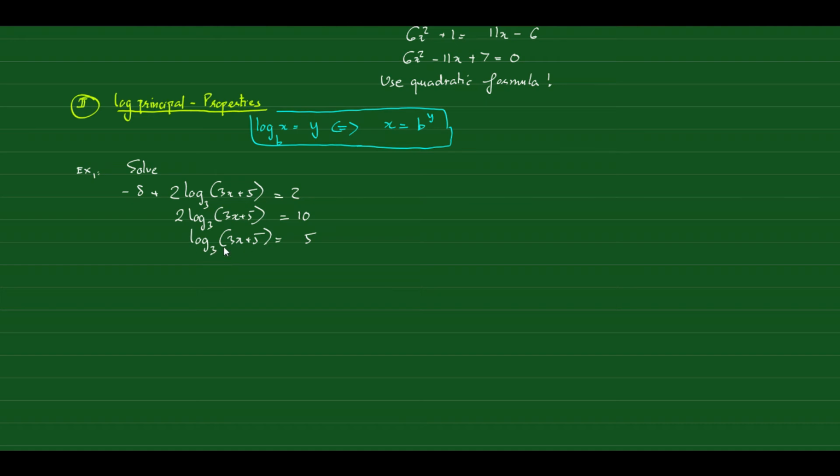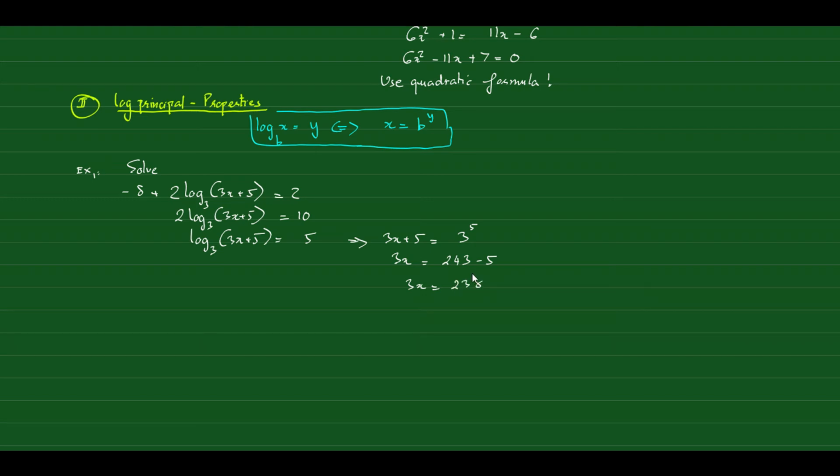And now you see that this is the base and this is the argument. So the argument is equal to the base raised to the y. So the argument here is equal to the base raised to the 5th power, which is a pretty big number. So it'll be 81 times 3, which is 243. Then you subtract 5 from both sides, which gives you 238.